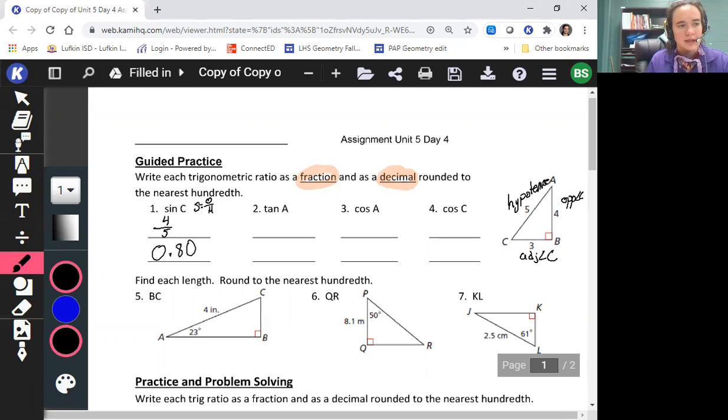Next up, we want the tangent of angle A. So that means we need to label our triangle from angle A. So angle A is up here. Next to it is its adjacent. So that's our number 4, our adjacent for angle A. And across from angle A, 3 is the opposite for angle A. So tangent, remember, is opposite over adjacent. So opposite angle A is 3. Adjacent to angle A is 4. And what is 3/4 as a decimal? 0.75.